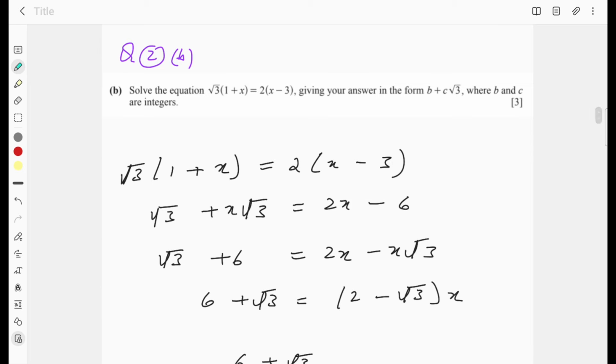Question number 2b. Solve the equation under root 3 into bracket 1 plus x equals to 2 bracket x minus 3. You have to solve. Solve means find the value of x. And you have to write your answer in this form. Here I have copied the question. You have to do simplification, open the bracket.